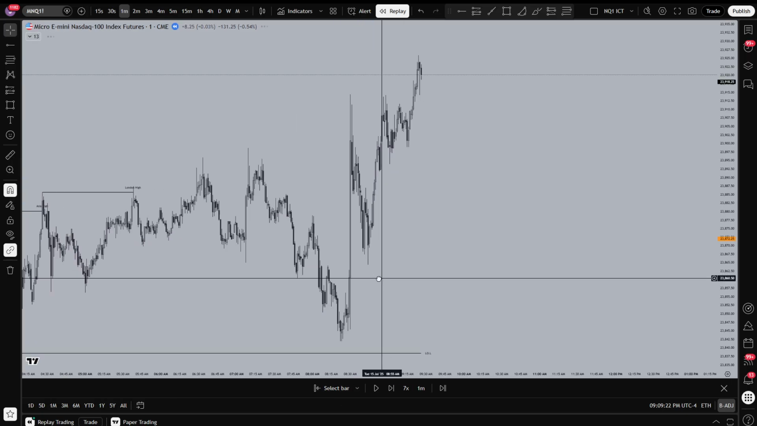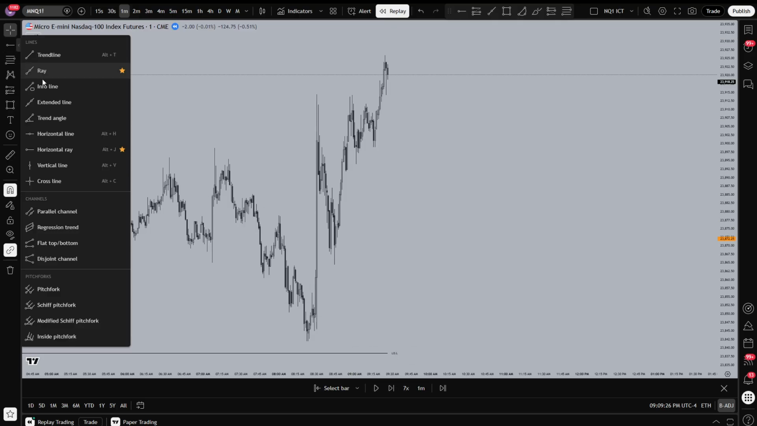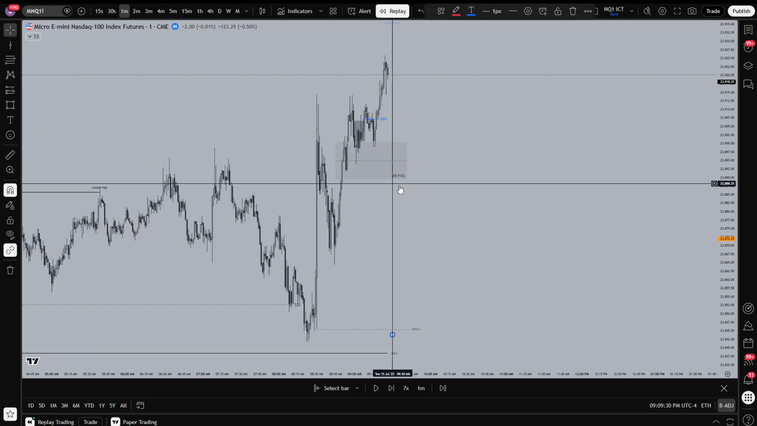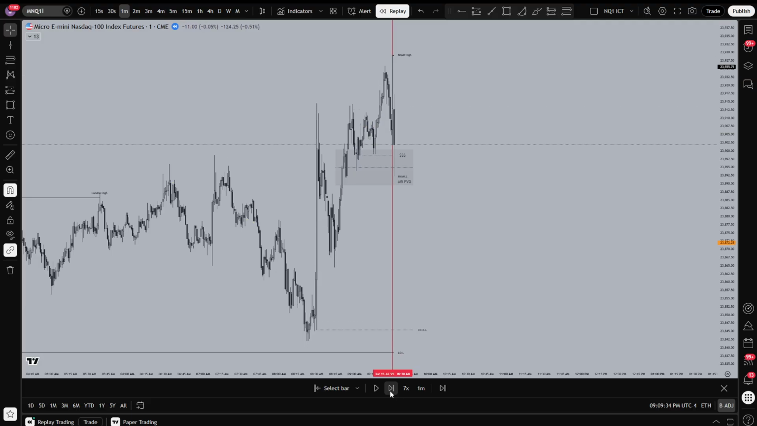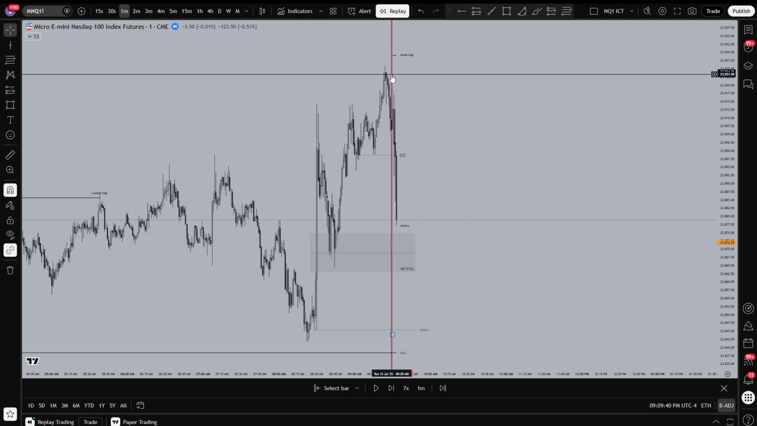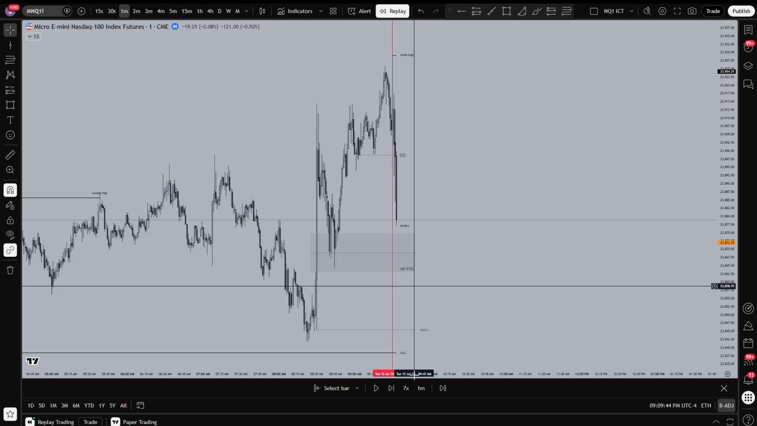Let's go back. So this is 9:30 right here. Okay, so we got that. Now this is market open, right? See here, this red line. At market open, we actually manipulated that entry signal inside pre-market, and then came down.